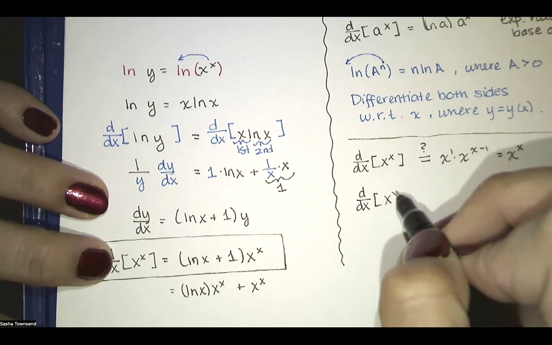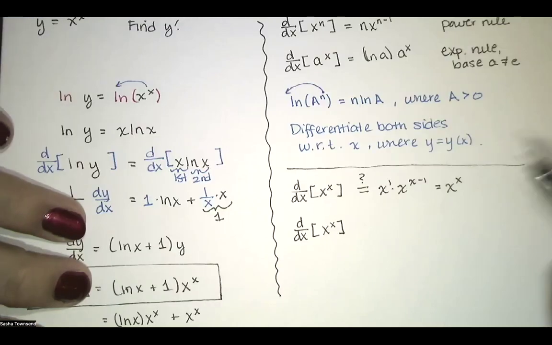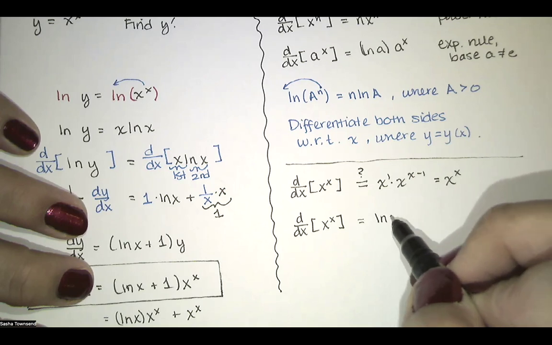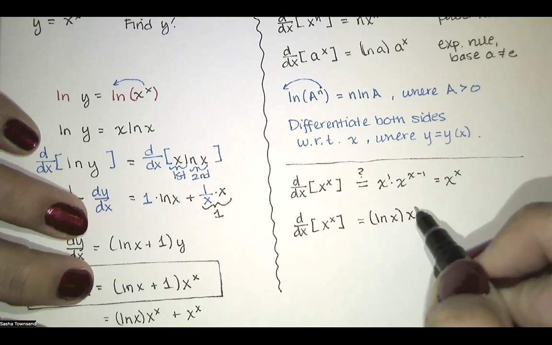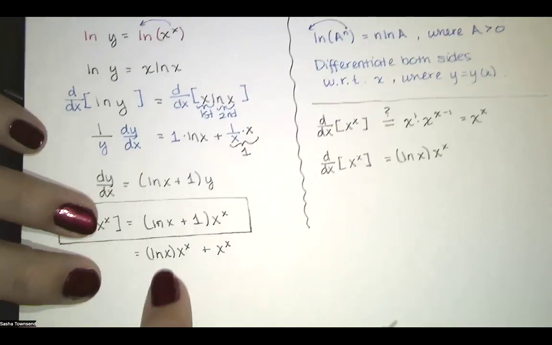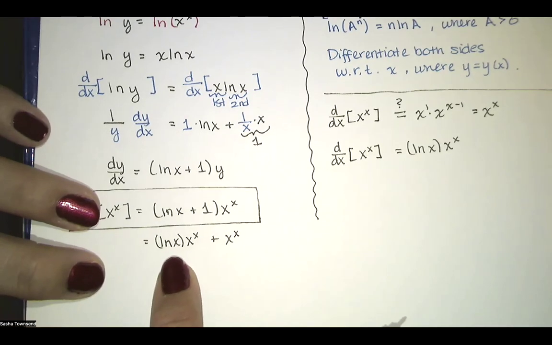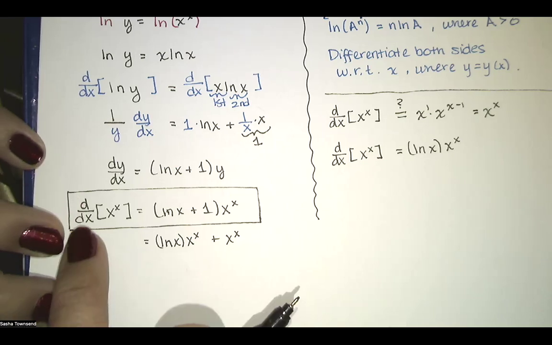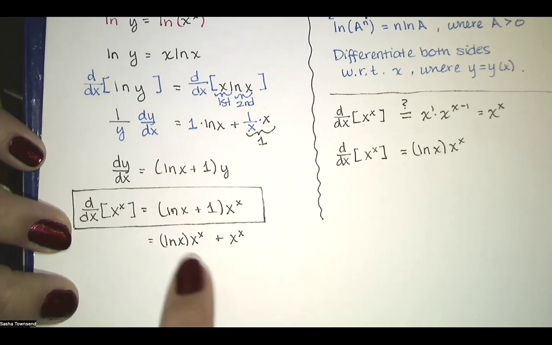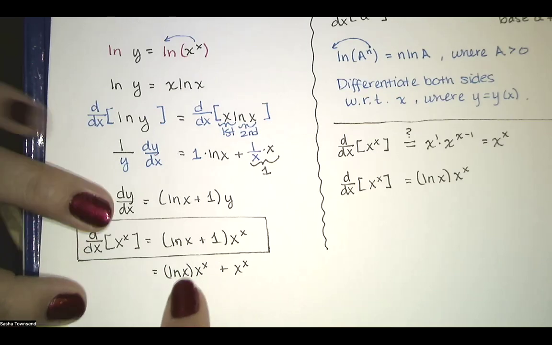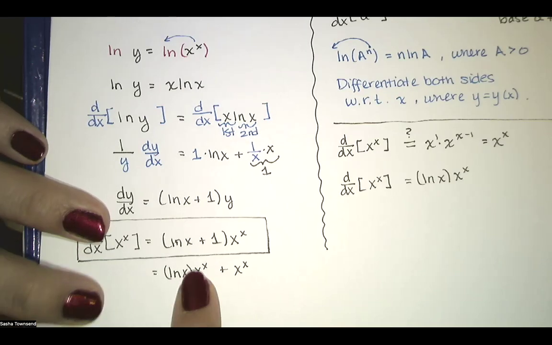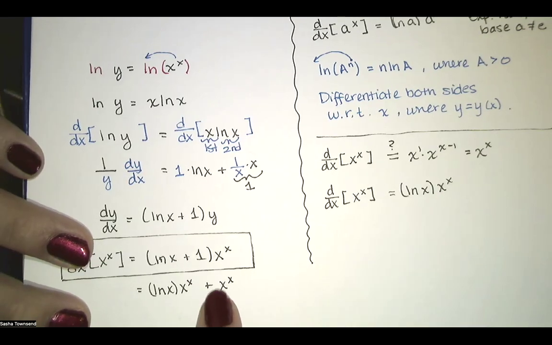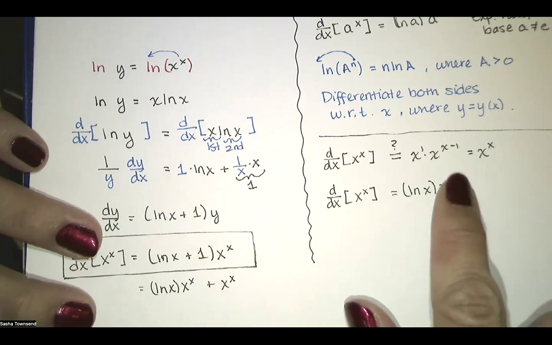Now, if I try to use my exponent rule for bases other than e, then according to that rule, I should have natural log of the base, which is x, times the same exponential. And that turns out to be exactly the same as that term right there. So it turns out that whenever we use logarithmic differentiation to compute the derivative of x to the x, we actually get a sum. We get the derivative that we would expect to get using that exponential rule for bases other than e, plus the derivative that we would expect to get using the power rule.